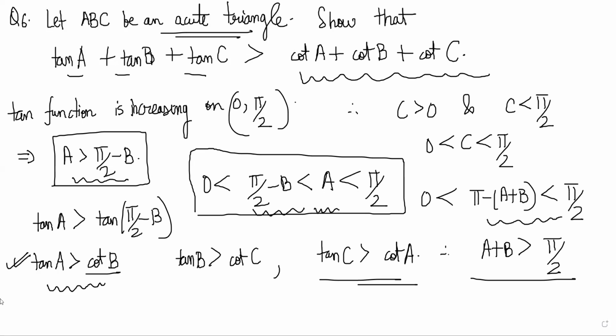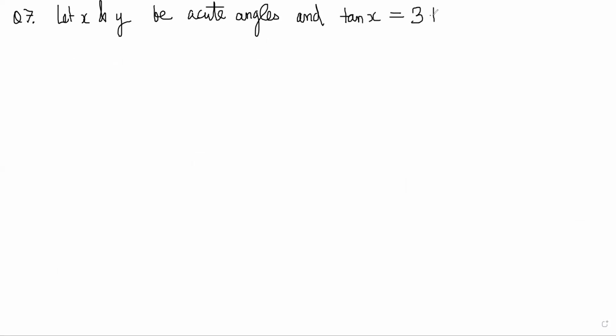Let's look at the next one. Question number 7. Another inequality problem. Let X and Y be acute angles and tan X is equal to 3 tan Y. We have to show that X minus Y is less than or equal to pi by 6.